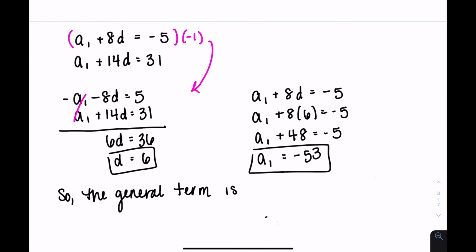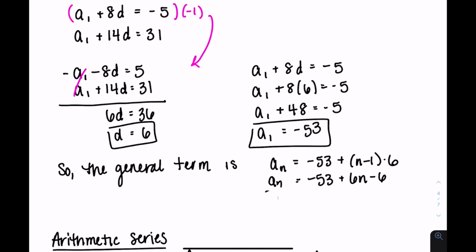So I've got the two pieces I need to actually write that general term. You get a1 plus n minus 1 d. So the nth term is going to be negative 53 plus 6n minus 6. So the nth term is 6n minus 59. And you can go ahead and check your answer by plugging in 9 and plugging in 15 and making sure you get those same values that were given to us back.